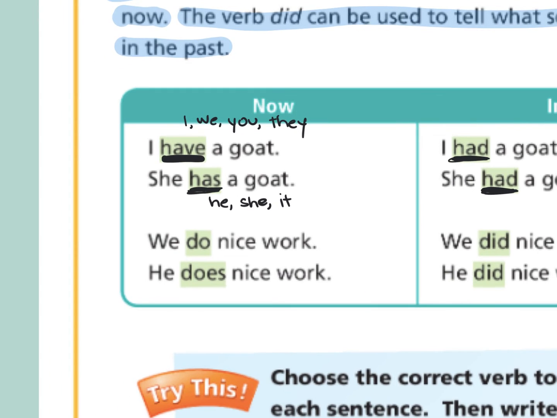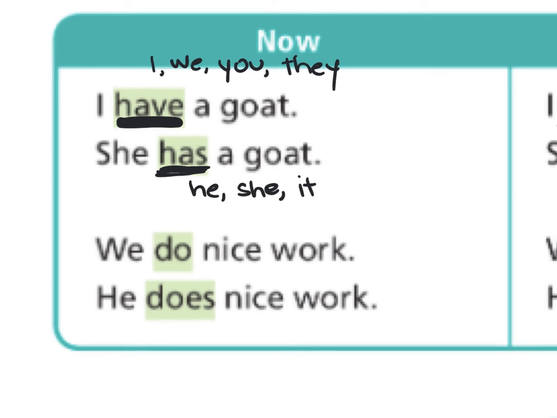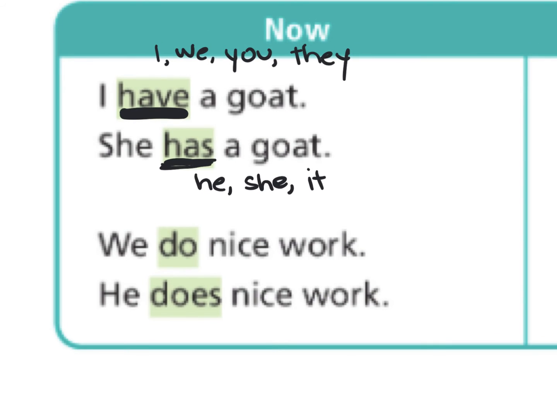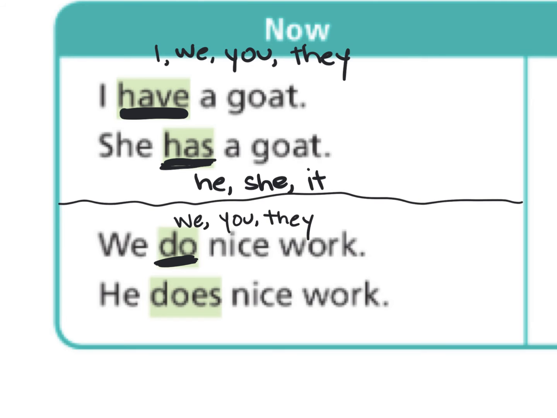Okay, let's look at the other verbs. We do nice work. So notice our verb do. We use this word do when we use the pronouns we, you, and they. We do nice work. You do nice work. They do nice work. All of those make sense.